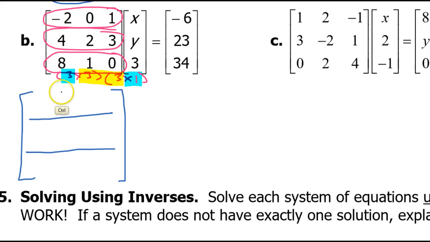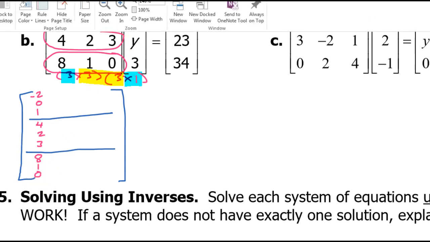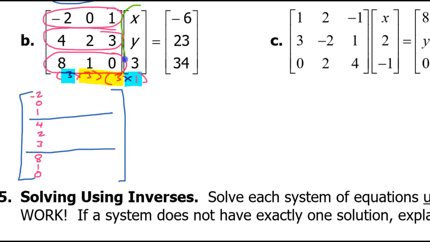Okay, row 1 goes in row 1. So I've got negative 2, 0, 1. Row 2 goes in row 2. So 4, 2, 3. Row 3 goes in row 3. So 8, 1, 0. Now the columns come from the second matrix. There's only one column. But that's going to be x, y, 3. So I'll have x, y, 3, x, y, 3.